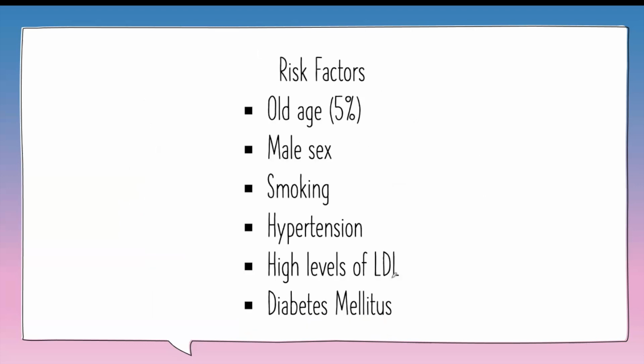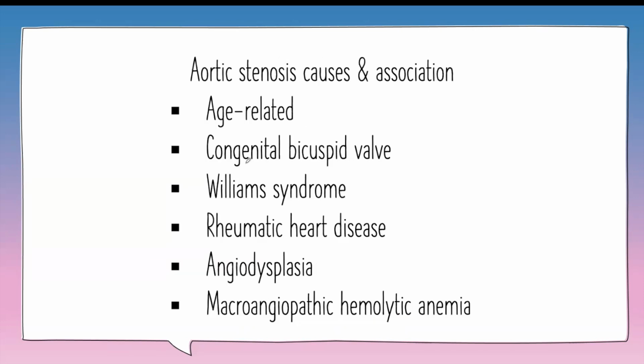Some risk factors include old age, which affects 5% of this population, male sex, smoking, hypertension, high levels of LDL, and diabetes mellitus. Age-related calcification is due to wear and tear that occurs throughout the years. You can also see this in younger patients that have a congenital bicuspid valve, which affects 1 to 2% of the population. The 2 leaflets cannot withstand the normal wear and tear and can calcify more easily. Individuals with congenital bicuspid valves usually develop aortic stenosis in their early 40s to 50s, compared to 60s, 70s with your basic age-related one. It can be associated with aortic root dilation or aortic aneurysm as well.